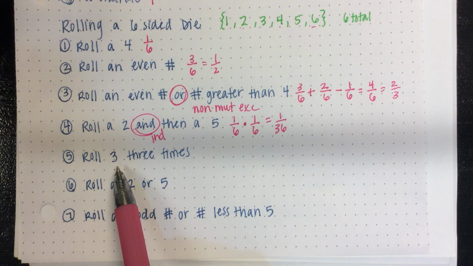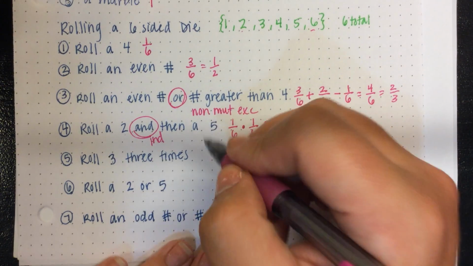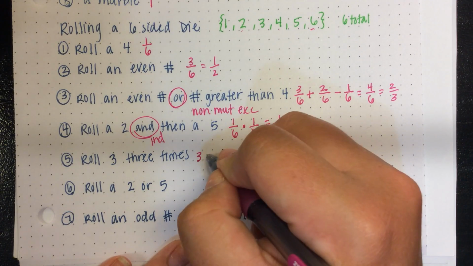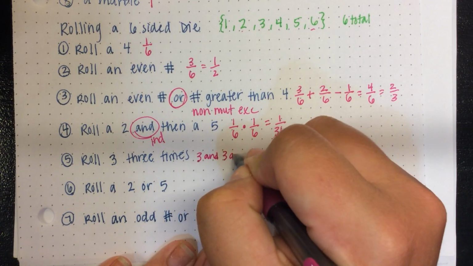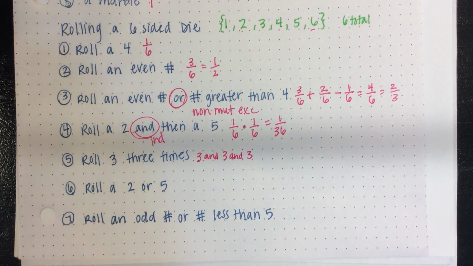All right, then I want to roll a 3 three times. It's worded a little differently, but that means that I want to get a 3, and then a 3, and then a 3. So this is a bunch of ands, so I'm going to multiply. Remember, if it's "or," that means it's one event. I want to roll a die one time and get a number or a number or a number. "And" means I'm doing an event multiple times.